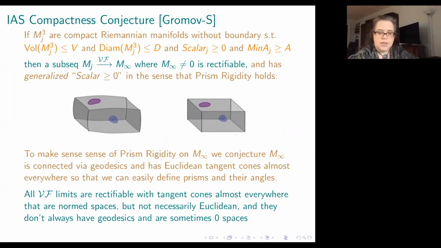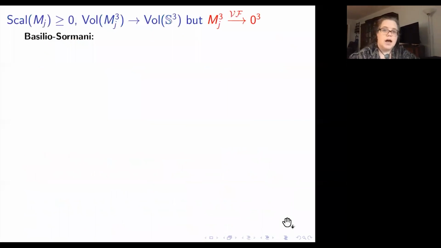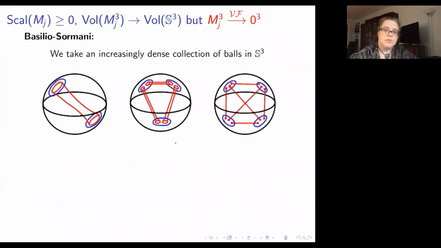This talk is almost done. I'm just going to draw 2 more sets of examples. So the examples that exist, if we have scalar curvature bounded below, I can make examples that contradict all of these, but they all have the tunnels and the min A goes to 0. So let's just draw these examples. There's one set of examples with Basilio Sormani, Basilio and I.